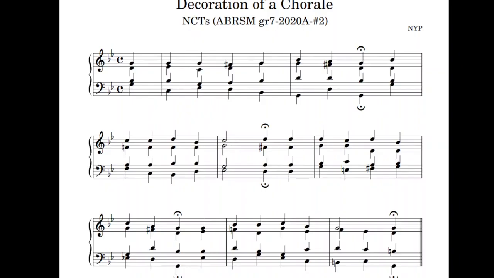This is a question taken from ABRSM Grade 7 2021A Question 2. Students are to decorate this chorale melody with non-chord tones. There are some clues given, but let's look at the question and use a pencil to mark out all the possibilities of adding a passing note or non-chord tones. Alright, here is the first draft. We can always come back and make amendments later on.